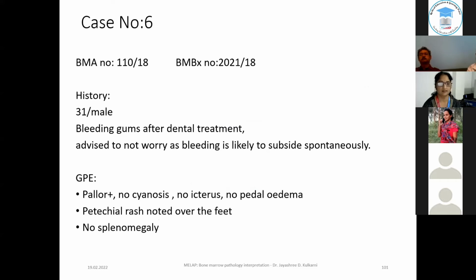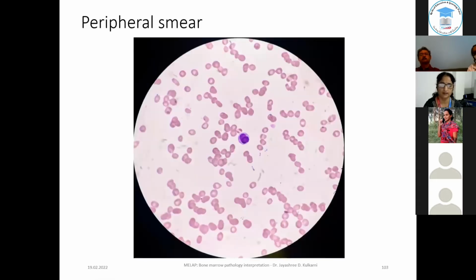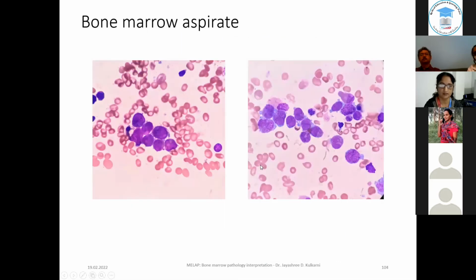The next case is a 31-year-old male with bleeding gums. Very important history: this was after a dental treatment. So the patient was advised not to worry about the bleeding and that it would subside spontaneously. The patient had pallor, petechial rashes, and pancytopenia. Again, there is one atypical cell on the smear.